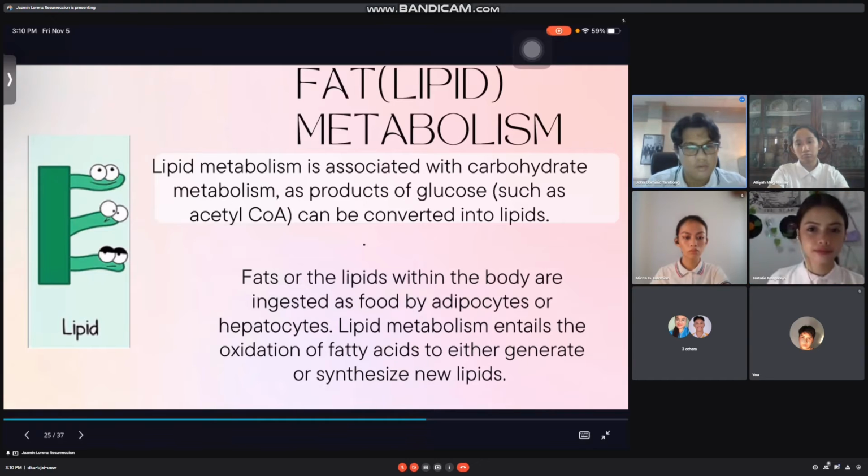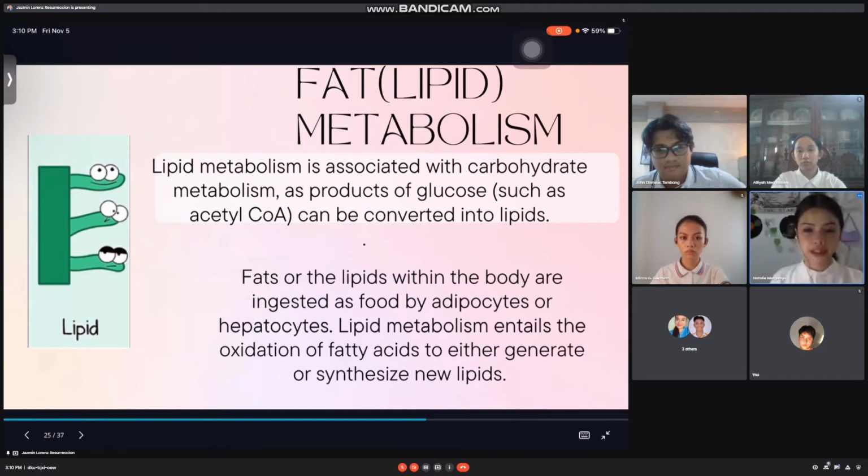Okay, and what happens when the liver stops protein metabolism? Well, as stated earlier, the liver is at the heart of protein metabolism. If it stops, then it can cause liver damage or liver failure, and it can eventually lead to rapid death.